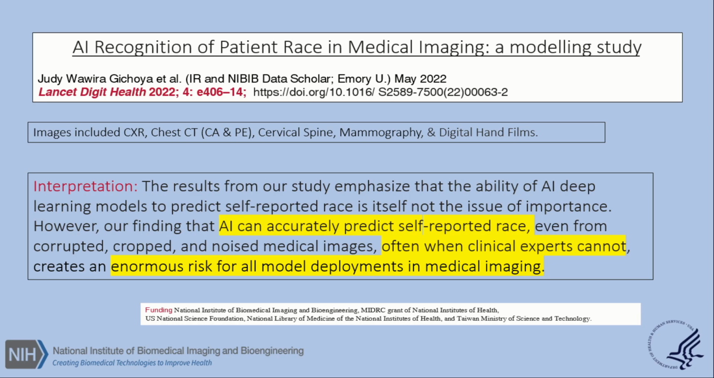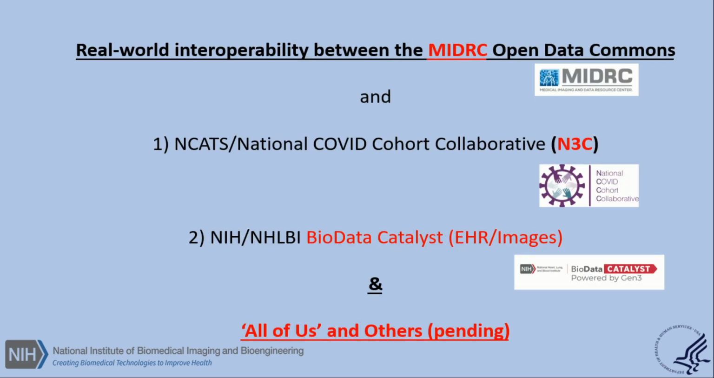And Judy is part of the, she's an interventional radiologist at Emory, and she's also a data scholar at NIBIB. And so this is already out. It's in Lancet Digital Health, got a lot of press. So now people are seeing how are these images able to tell race just on horrible images. I mean, how are these algorithms able to tell? It's not just self-reported. Who cares if you're self-reported?